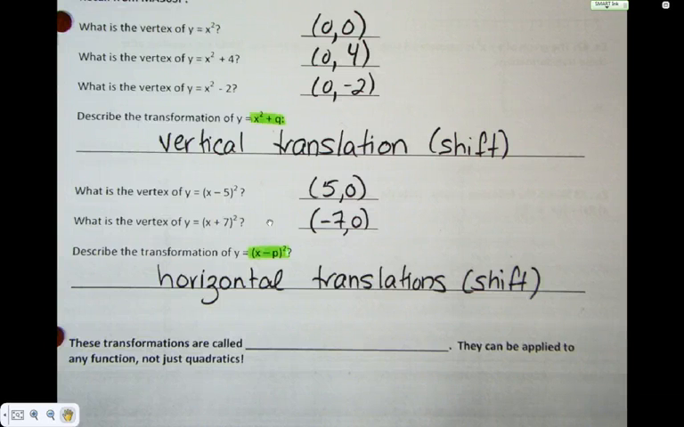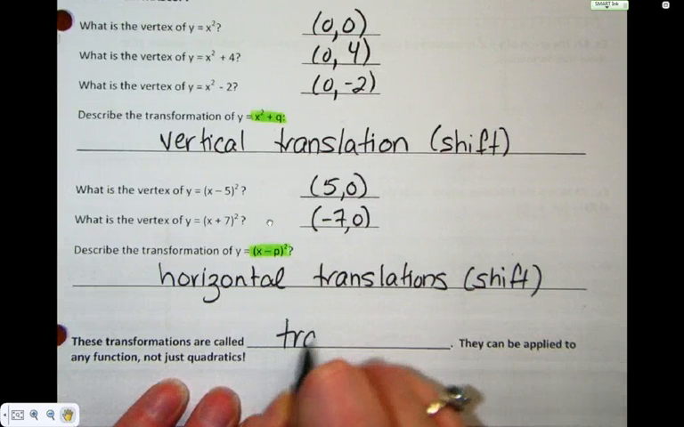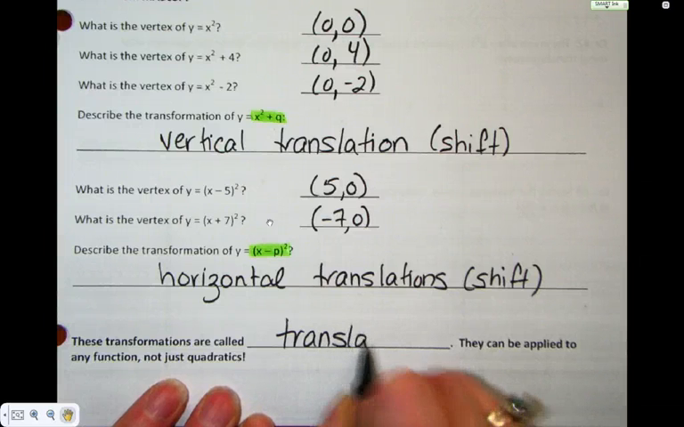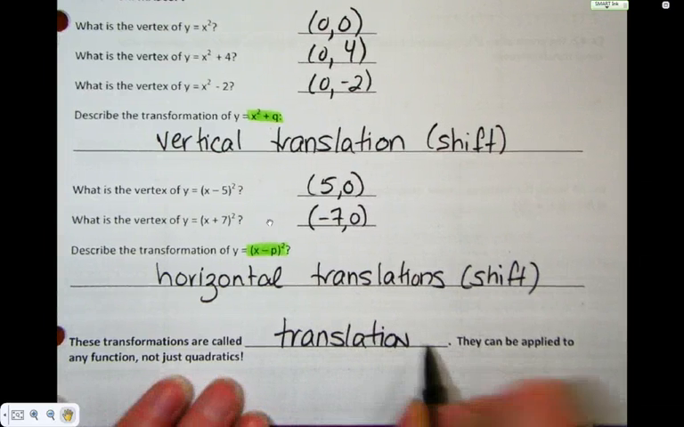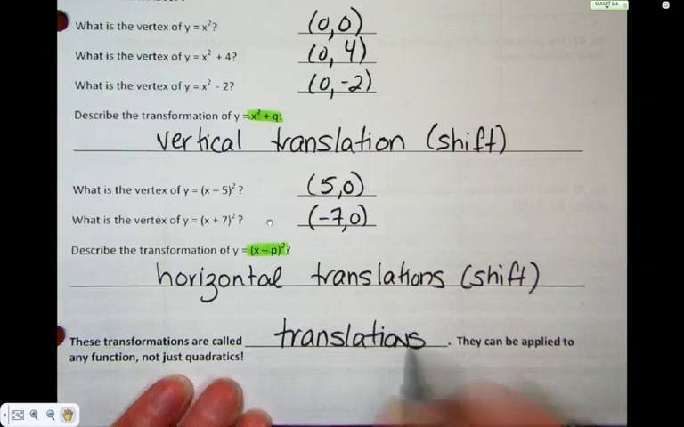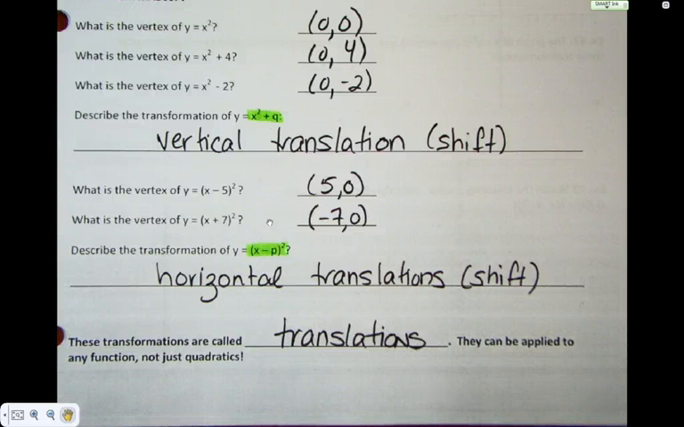So these kinds of transformations are called translations, and they can be applied to any kind of graph. We only did quadratics last year because you were just babies at math, but now you're not. We're going to do it with square roots and absolute values and cubics and all these other great functions. That's all we're going to do today is pick up graphs and move it. If you can count and you know your direction, this is super easy.